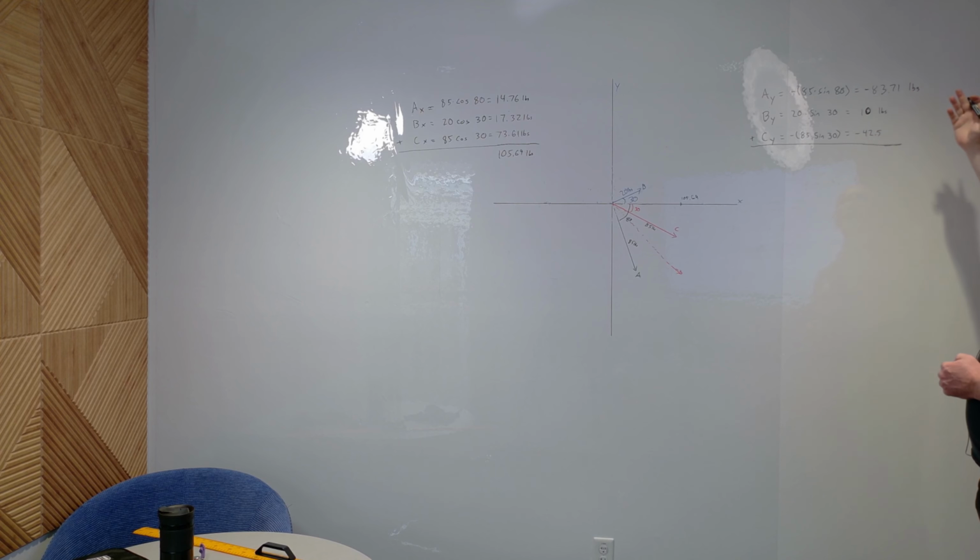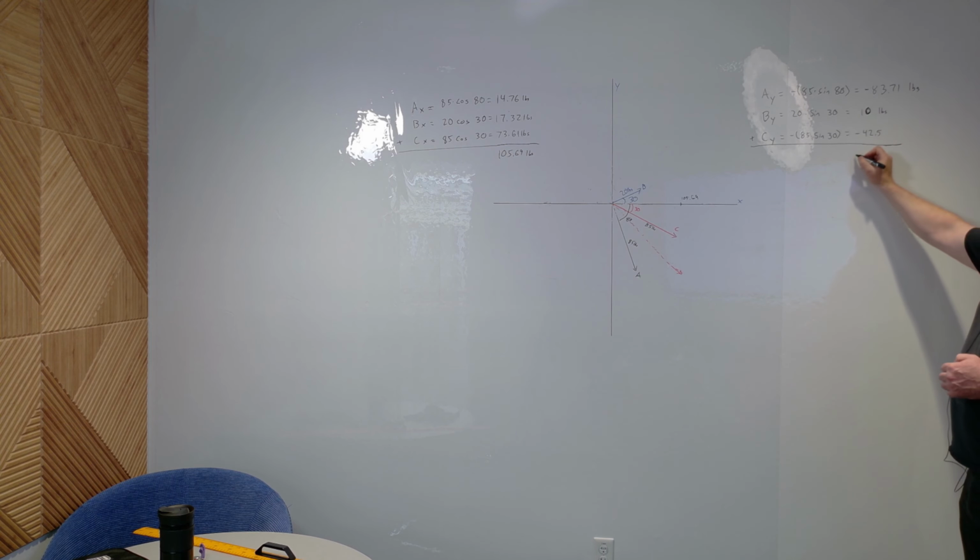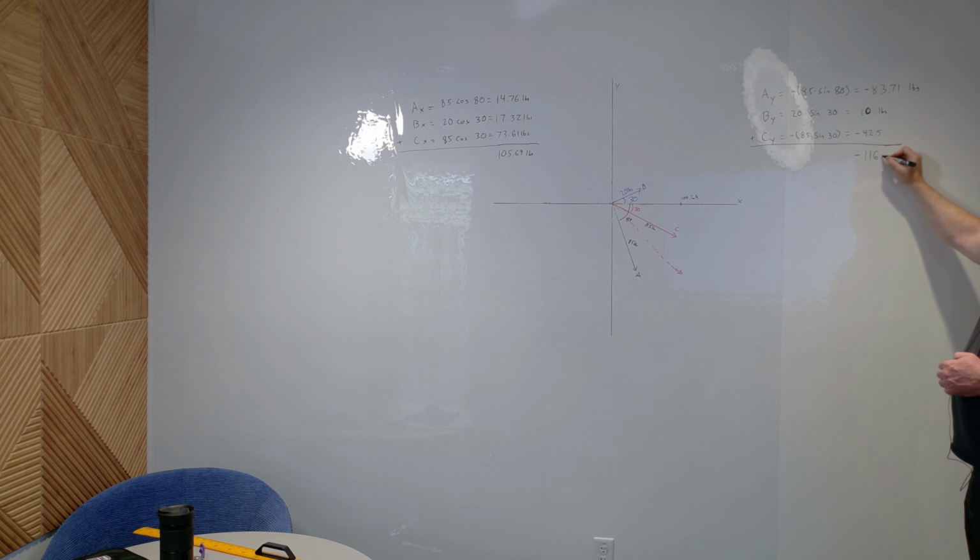Let's go ahead and look then at what this adds up to be. So we're going to have 10 minus 83.71 minus 42.5. I'm just catching up on my calculator here real quick. So we have 10 minus 83.71 minus 42.5. That's going to be minus 116.21.